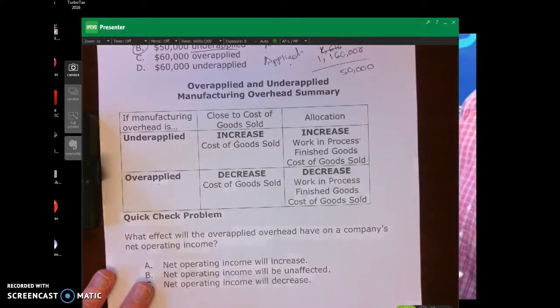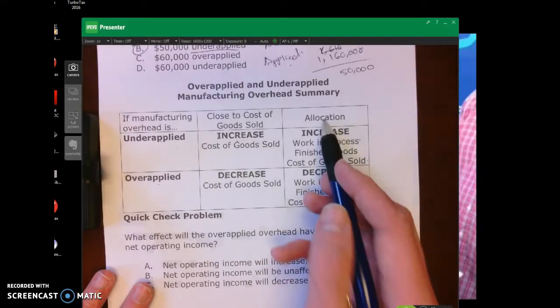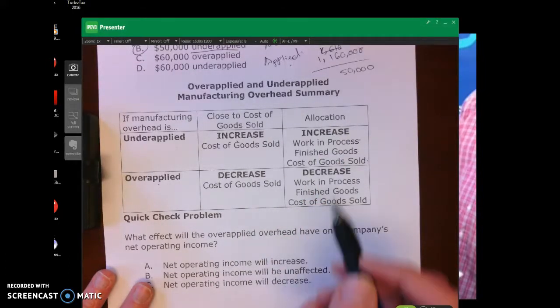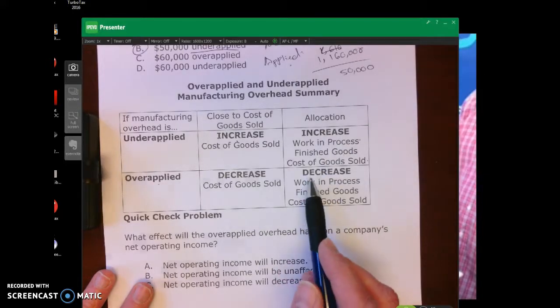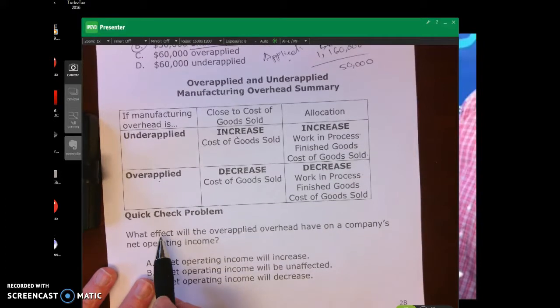If it's overapplied, on the other hand, so if we have that credit balance in manufacturing overhead, we would debit manufacturing overhead, and then we would credit cost of goods sold. A credit to cost of goods sold would decrease cost of goods sold. And of course, if we use the allocation approach, which means it's material, we would debit manufacturing overhead, credit WIP, credit finished goods, and then credit cost of goods sold. Okay? So we look at this final quick check problem right over here.